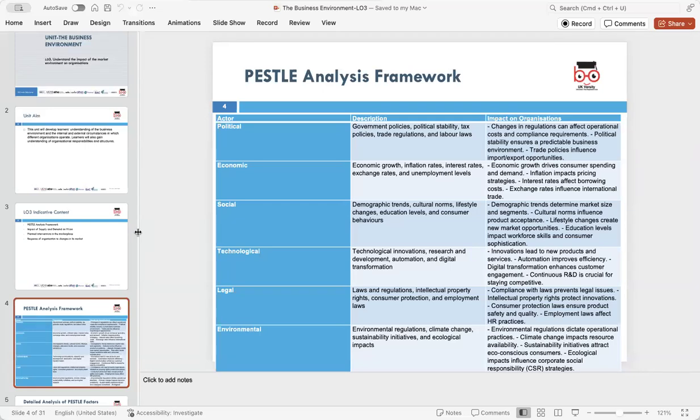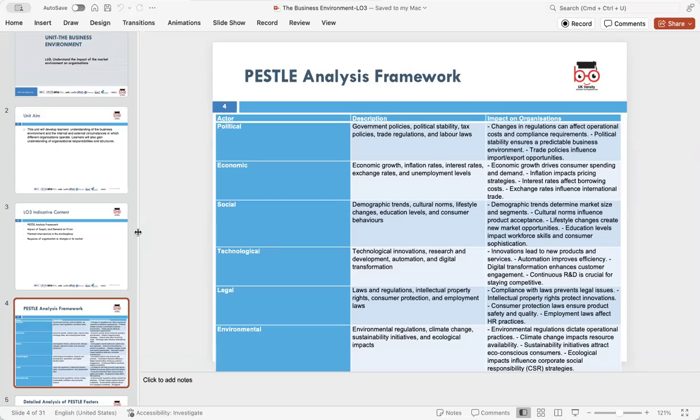Interest rates: fluctuation in interest rates impacts the cost of borrowing money. Higher interest rates make loans more expensive, which can affect investment decisions. Then exchange rate volatility can affect the cost of importing goods and the competitiveness of exports. A weaker domestic currency makes exports cheaper and more competitive abroad.